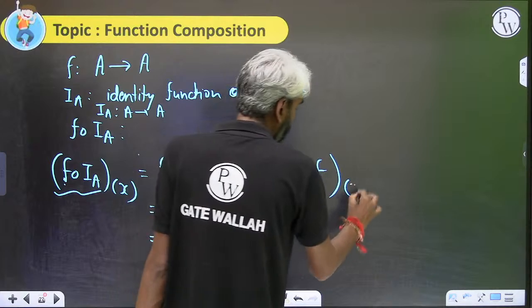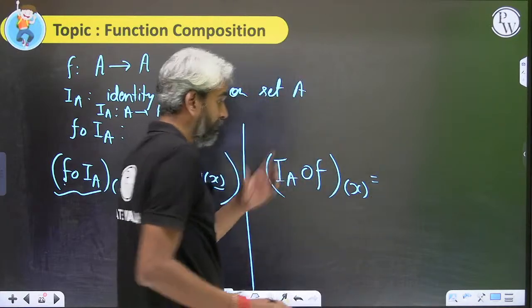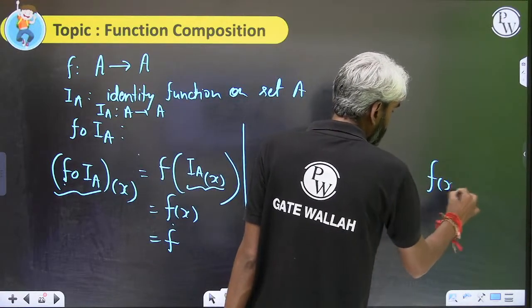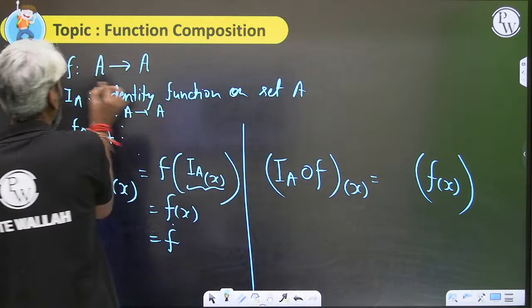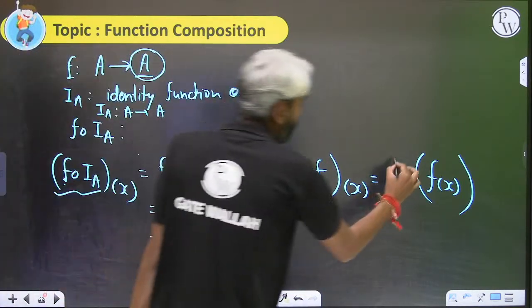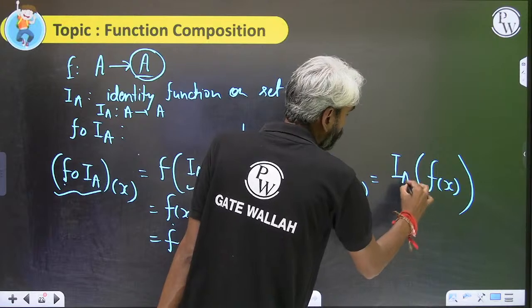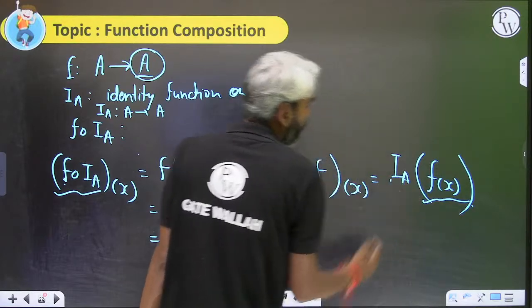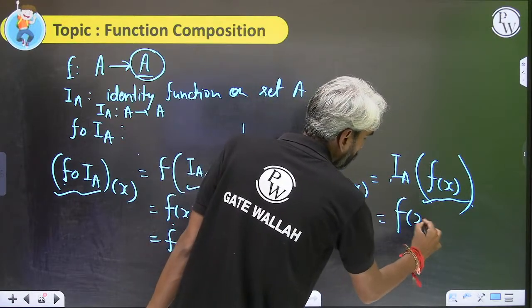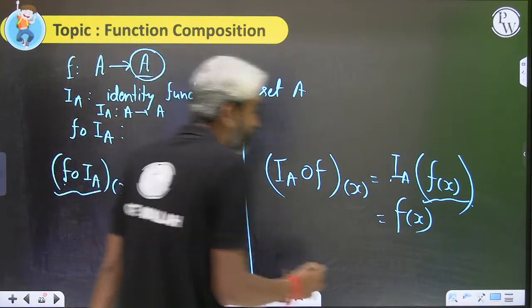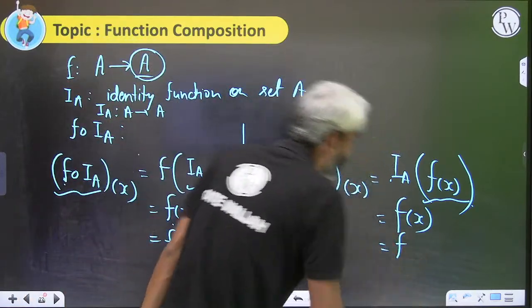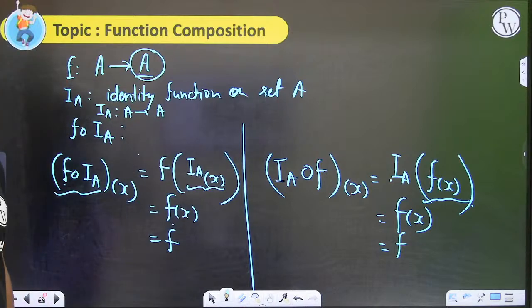Why? Please try to understand. First, we will pass this value x to function f. Now, this function f will produce a value in set A. If you pass any value from set A to the identity function on set A, it will result in the same value which is passed to it. So it will produce f of x, that is f.